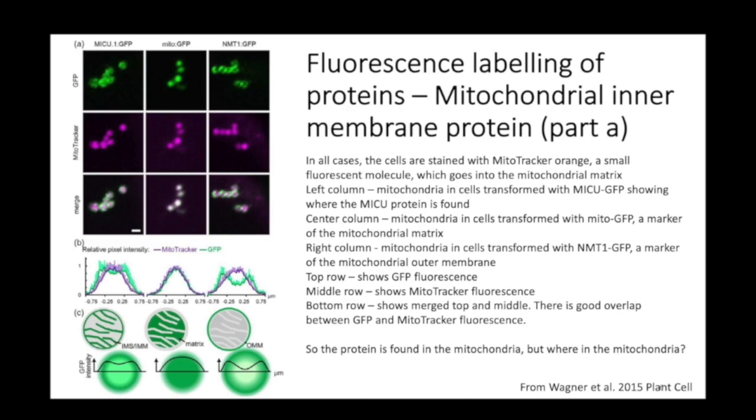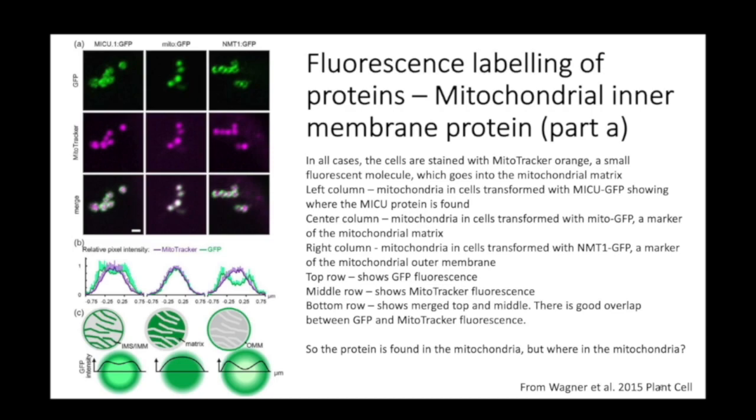In the center column, mitochondrial cells transformed with mito-GFP, a marker of the mitochondrial matrix. So we also have a protein marker in the mitochondrial matrix. In the center column of A. And the right column, mitochondria in cells transformed with NMT1 GFP, a marker of the mitochondrial outer membrane.